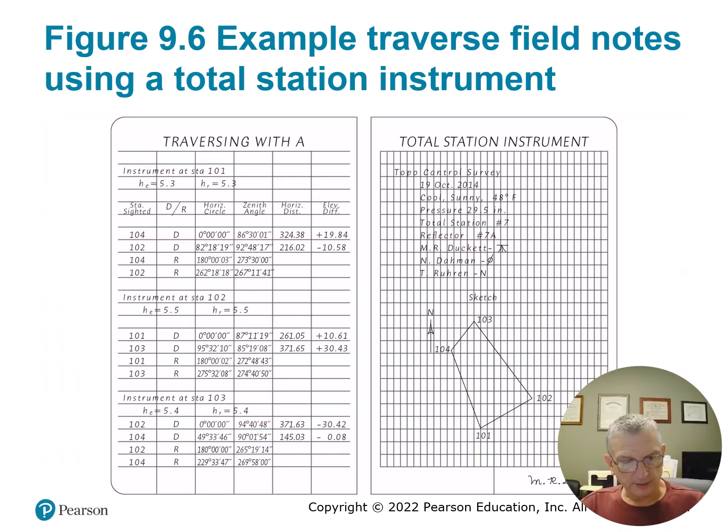So figure 9.6, talking about field notes for traversing. And as I've said before, field notes are like opinions. Everybody's got one, but if it works, everybody's got one. A lot of them are very different. As long as it works, then it's okay. Now let's look at this format here.